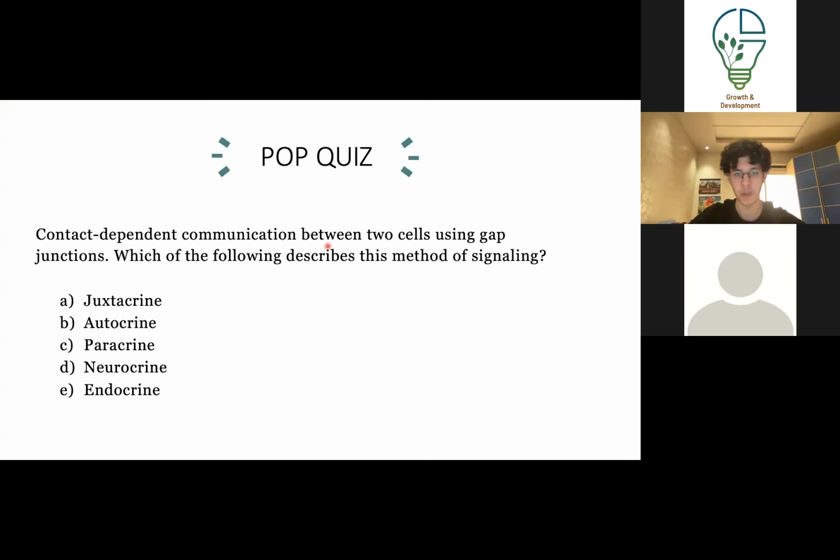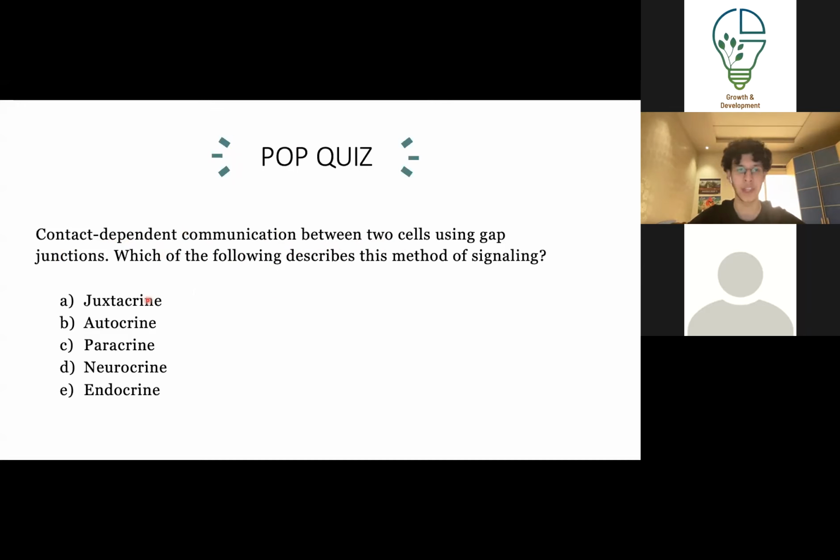Contact-dependent communication between two cells using gap junctions. Which of the following describes this method of signaling? You can answer this in the chat. Some people are saying A, seeing a lot of A. Does anyone think it's B, C, D, E, F maybe? All right, so everyone's saying it's A, and that's correct.